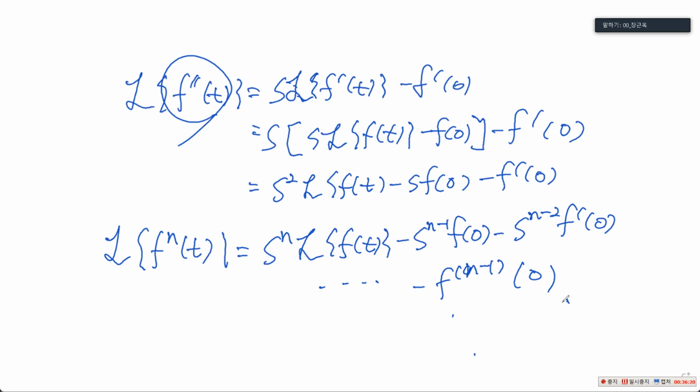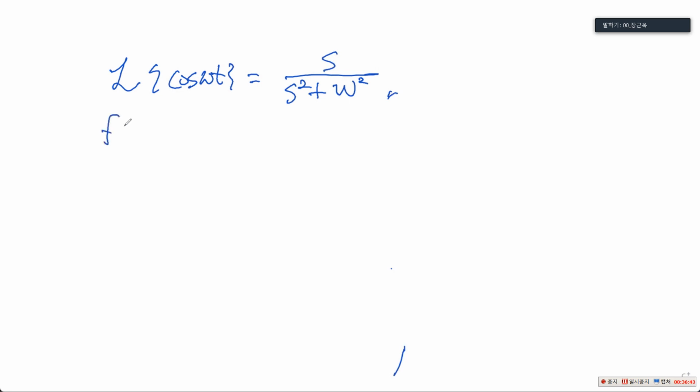Okay, we already showed the Laplace transformation of cosine omega t last time, that it is given by this. It can be represented in other forms as well. Okay, other forms as well. I would like to say f(t) is cosine omega t. Then the second derivative, 이게 미분하면 뭐가 될까?